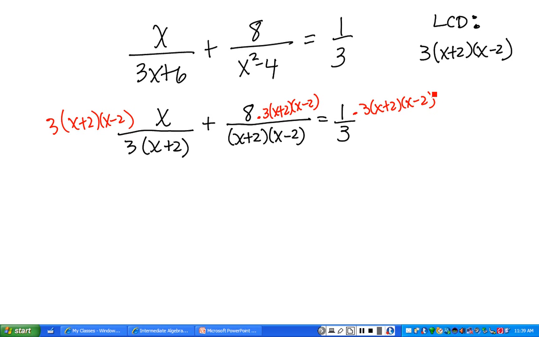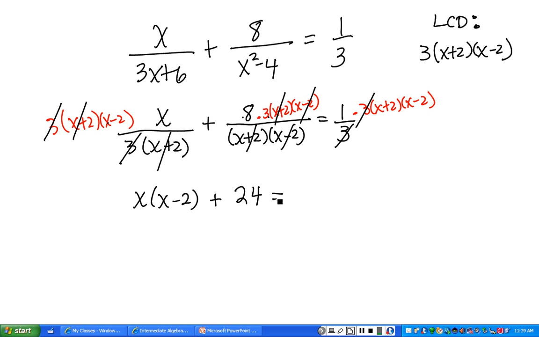If you do that, we can cancel out so that we don't have fractions. So the 3's go away here, the x plus 2, x minus 2's go away, and the 3 goes away there. So let's see what remains. What remains is x times x minus 2 from here, plus 8 times 3. Let's go ahead and multiply that. That's 24. And what remains here is the x plus 2 times the x minus 2.